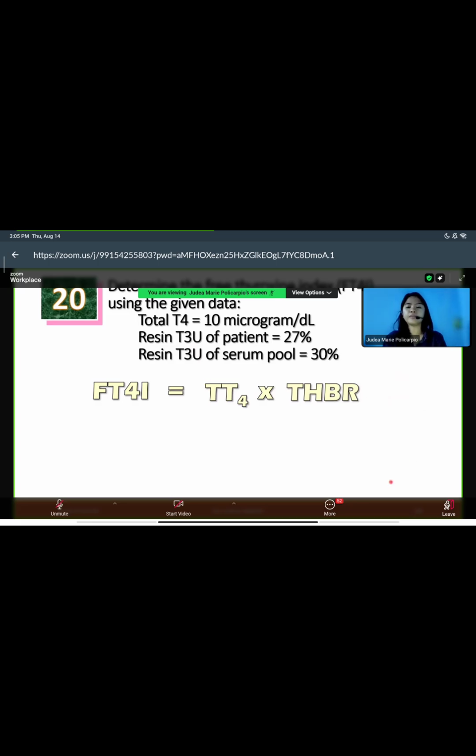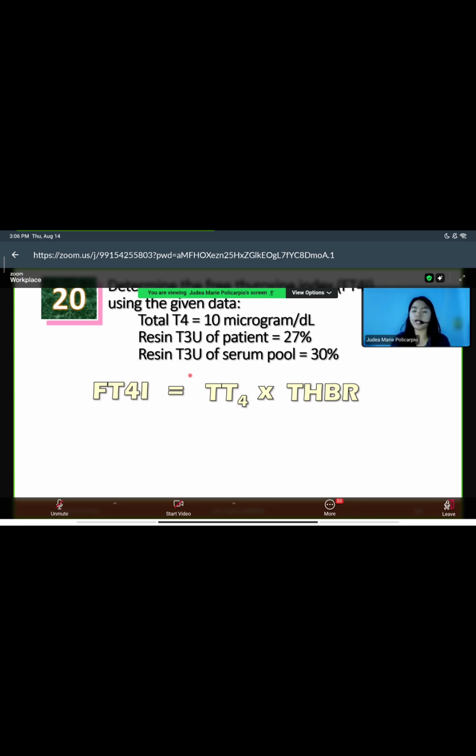THBR, ano nga meaning ng THBR natin? The thyroid hormone binding ratio. And again, how do we get the thyroid hormone binding ratio? Ratio lang yan ng T3 uptake ni patient over the T3 uptake of your control. Okay, so nilagay naman natin sa chat box ano yung formula. Formula ng THBR, T3 uptake ni pasyente over the T3 uptake of the control, control otherwise known as the serum pool.